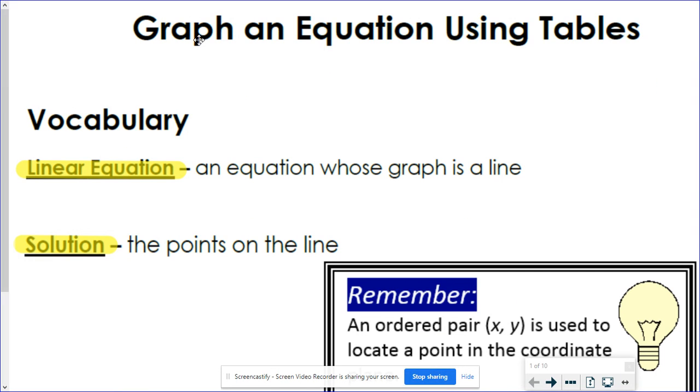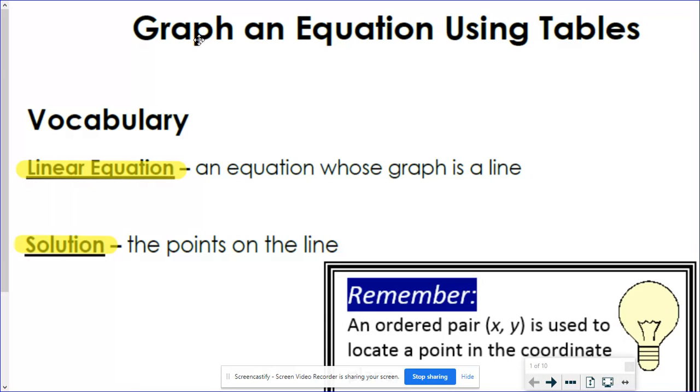Hello again, math students. Today we are going to use some of the stuff we learned yesterday with all of the graphing and graphing points, and we're actually going to be graphing lines today because we're going to be crunching some numbers and using table of values to do that. So when we're graphing, we're actually going to be talking about linear equations.